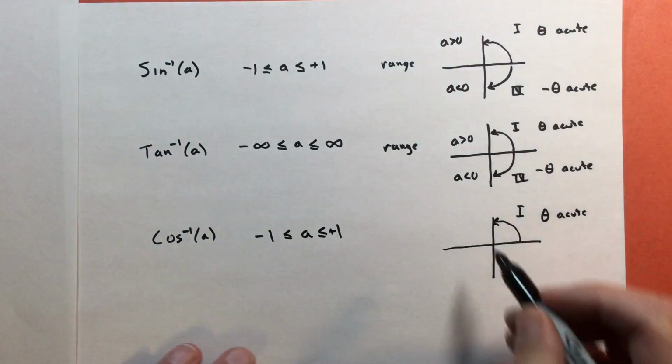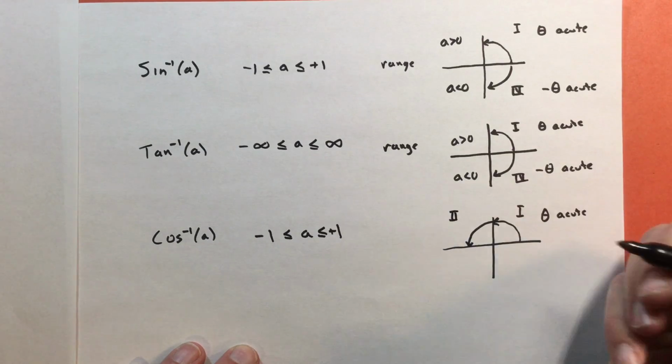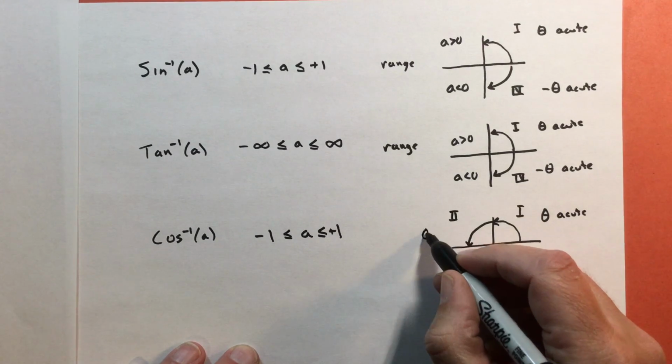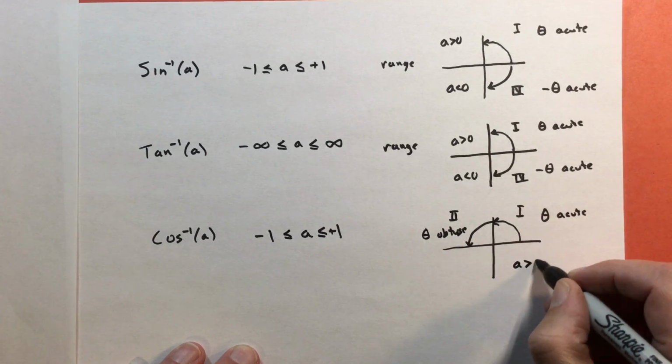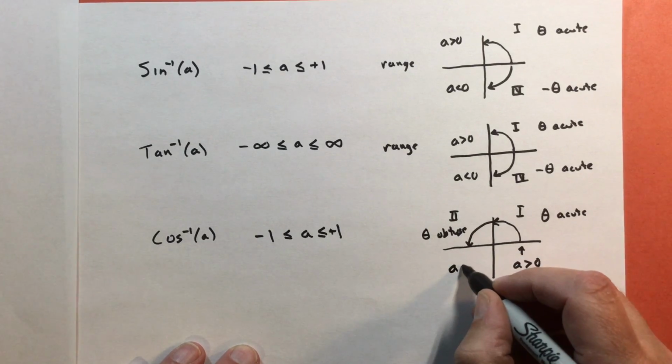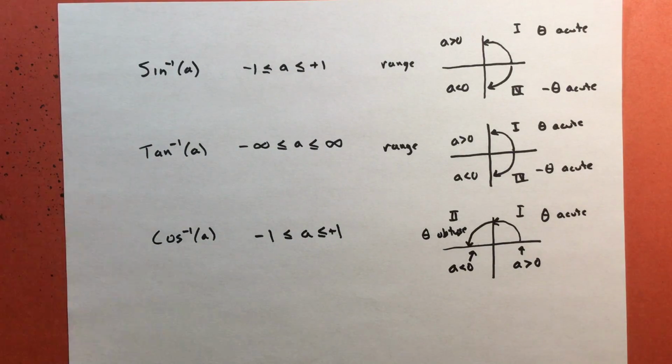So for cosine, we go half of a circle. Then we go into quadrant 2. This is where the angle is going to be obtuse. So if a is positive, I go here, and if a is negative, I go here. Now this is going to be helpful because this allows us in 2 more sections to use cosine to find obtuse angles, which is going to be kind of important when we get into the law of cosines.